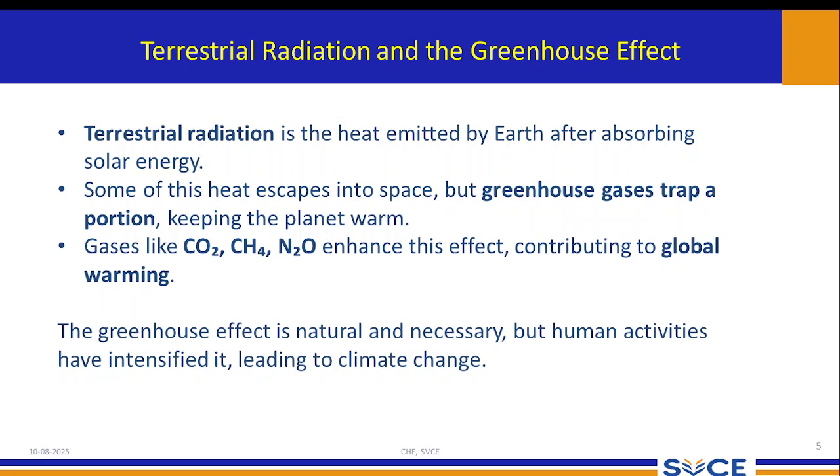Okay, the greenhouse effect is natural and necessary, but human activities have intensified it, leading to climate change. Even if there is no industrialization, do you think there won't be any greenhouse effect? Definitely there will be a greenhouse effect, because the vegetation and ecosystem itself will produce it. But at the same time, it will regain its original condition. There won't be any effect on the climate or environmental conditions like climate change and things like that.